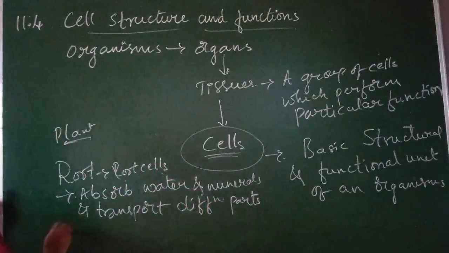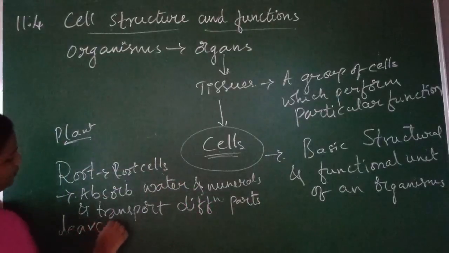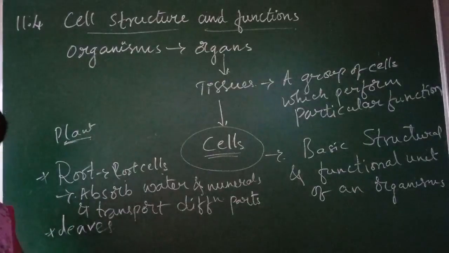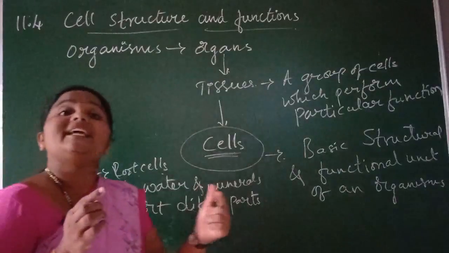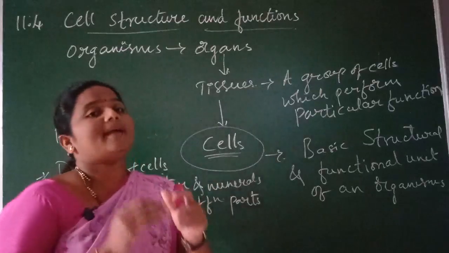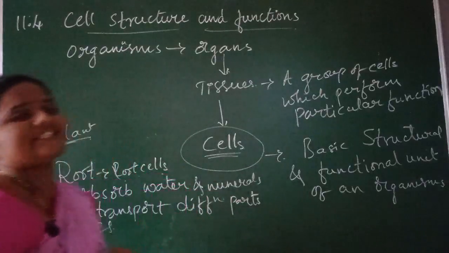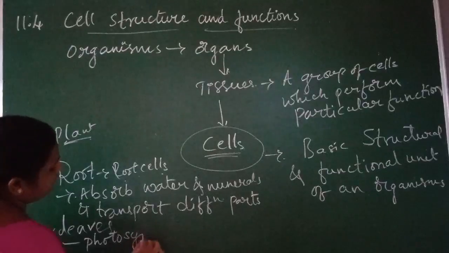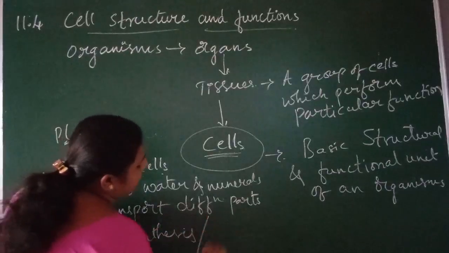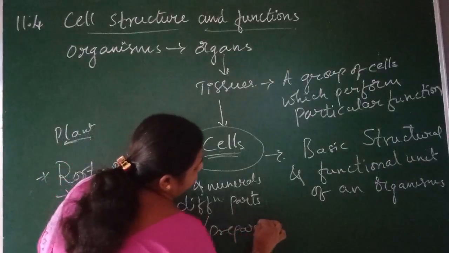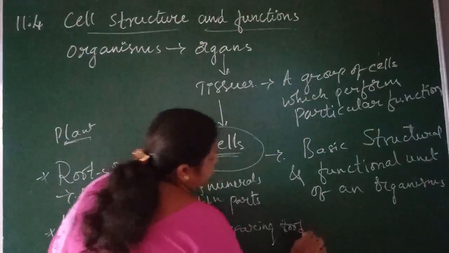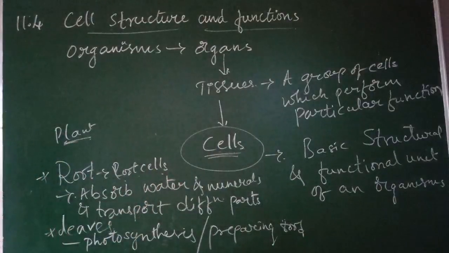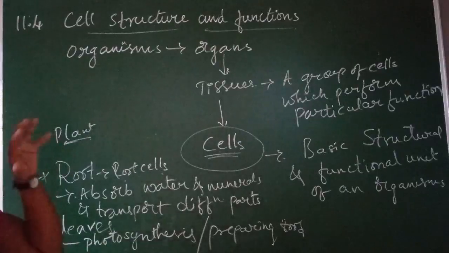And when you take, children, the cells which are present in leaves, this is one kind, this is another kind. The cells present in leaves are mainly helpful in preparing their own food. Means these cells are mainly involved in the process of photosynthesis, children, means preparing food. So, when you look at a plant, different types of cells will be present, and each one of them will do a particular function.